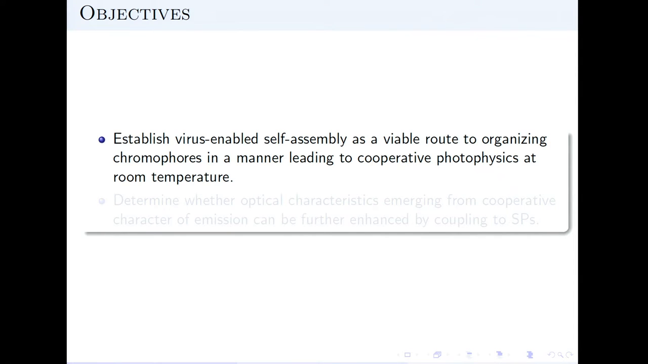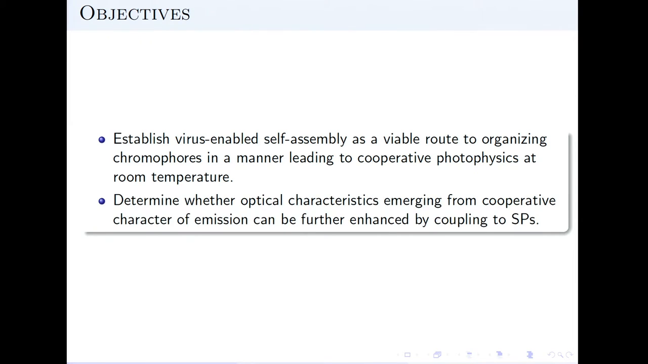So our objectives are to establish conditions to organize chromophores in a manner leading to cooperative photophysics at room temperature, that's important, and determine whether the optical characteristics emerging from cooperative emission can be further enhanced by coupling to surface plasmons.